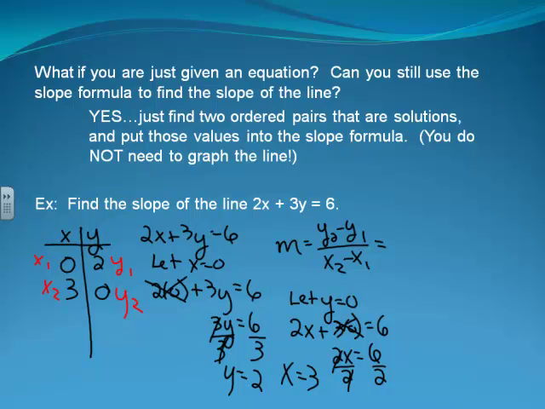y2 minus y1, as I have it labeled, would be 0 minus 2. x2 minus x1 would be 3 minus 0. And 0 minus 2 is negative 2. 3 minus 0 is 3. And our slope of that line is negative 2/3.